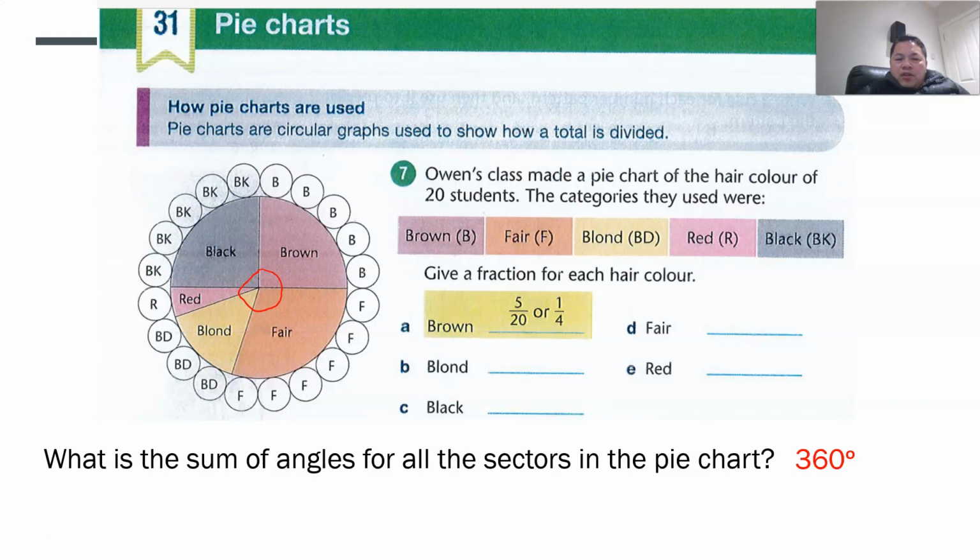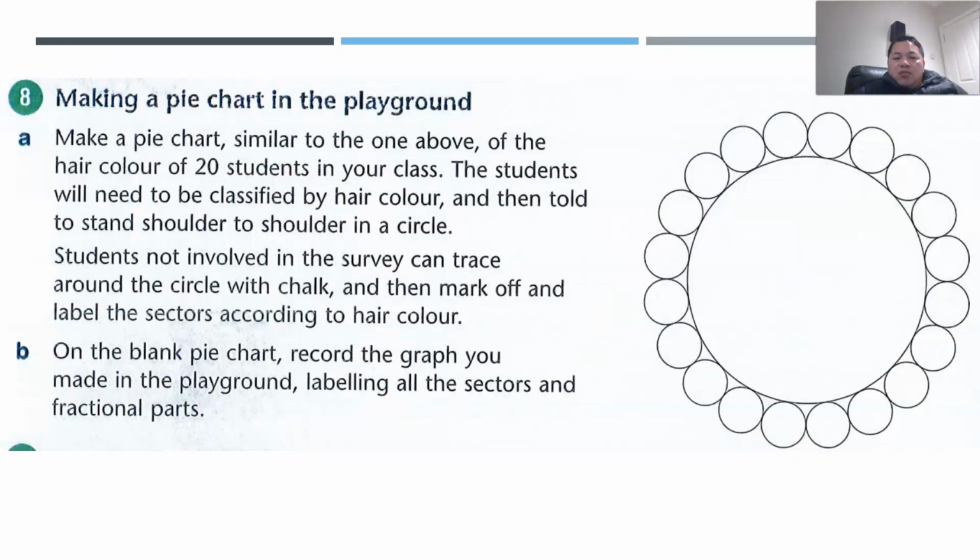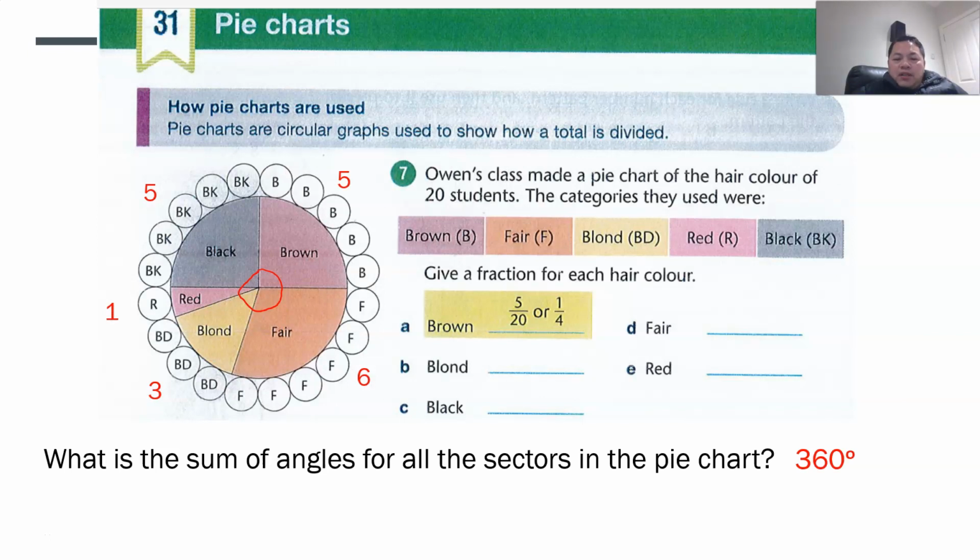So that's 360 degrees. Next, based on the statistics that Owen found out, there are 5 children with brown hair, 6 with fair hair, 3 with blonde hair, 1 with red hair, and 5 with black hair. With all this information, he put them together into a pie chart, and he's able to find out what fraction of his class has each hair color. So that's quite easy to complete, isn't it?